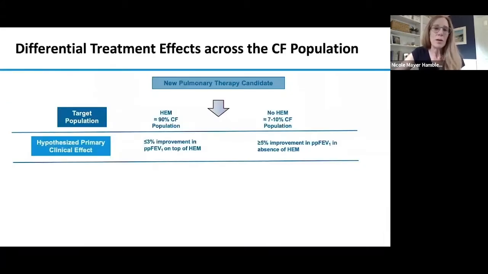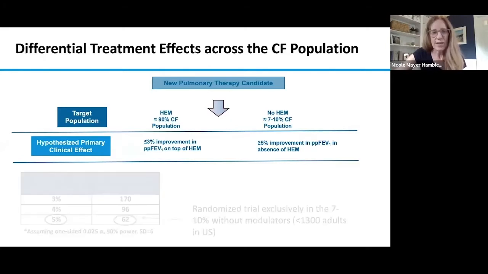Say we have a new pulmonary therapy candidate. And we might expect that in the population who are on highly effective modulators, we may not expect more than, say, a 3% improvement in FEV on top of modulators. However, in those who are not on highly effective modulators, we would expect a larger improvement, maybe a 5% or more improvement in FEV in the absence of highly effective modulators. So what are our options for trial design?